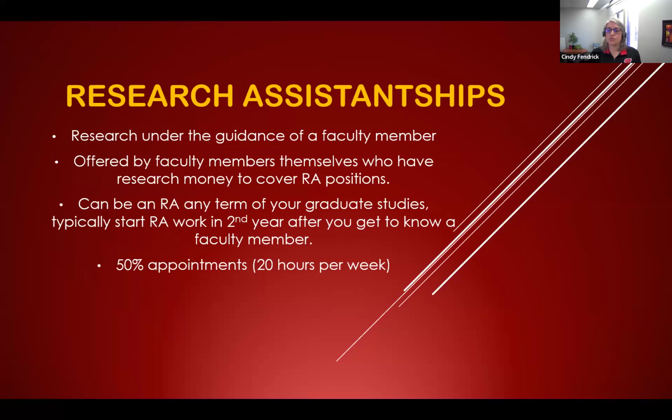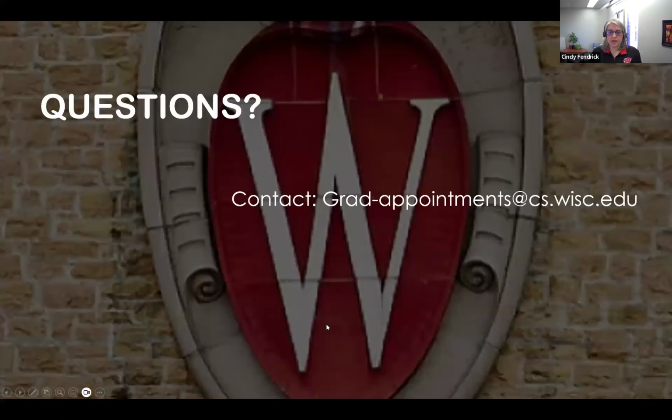Otherwise, most likely you will become an RA for the first time in your second year with us here at the university because you need time to get to know our faculty members. All computer science research assistant positions are also 50%, meaning part-time, 20 hours a week. And as I said earlier, you can only have one assistantship per term. So you cannot combine different assistantships per term.